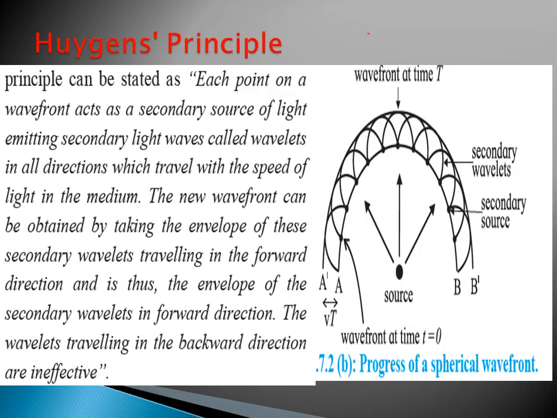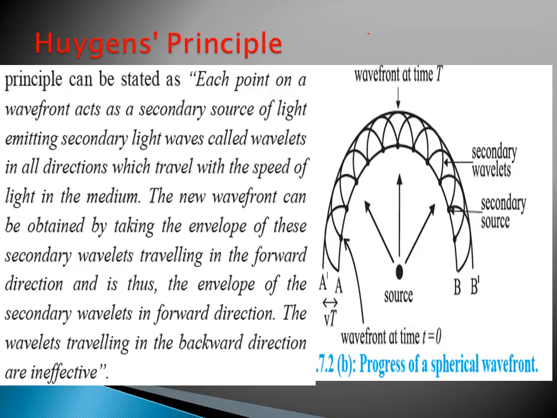Now we are going to learn about Huygens principle. What is the statement of Huygens principle? The principle can be stated as: each point on a wavefront acts as a secondary source of light.